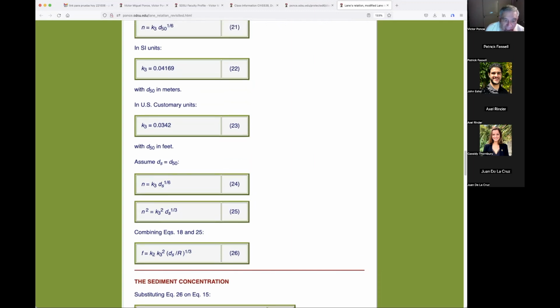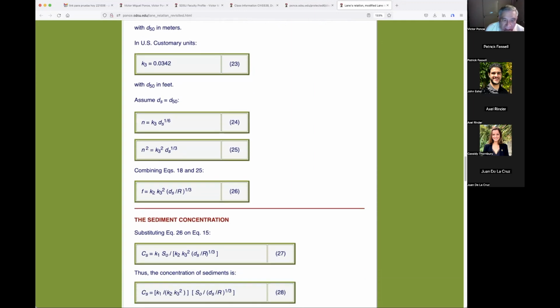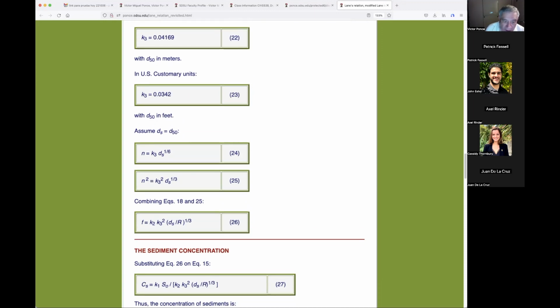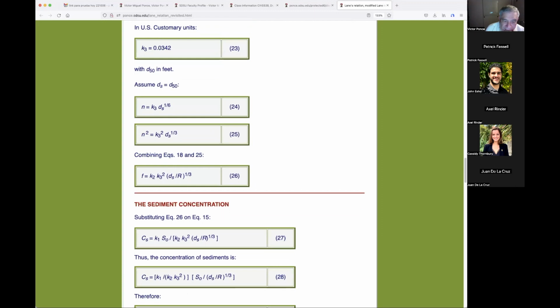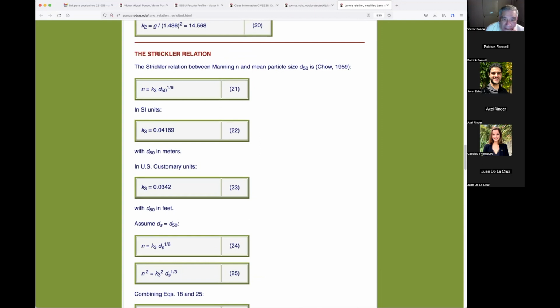So that N is equal to this, and N squared is equal to that. When we combine equations 18 and 25, and I leave the algebra to you, we get an expression for F, our friction factor, in terms of these coefficients, which are very well known already, times the ratio d_s over R to the 1/3. And where does the 1/3 come from? It came from equation 21. The 21 had already the 1/6 in there, so by the time we squared it, it got 1/3. So I told you already, blame the 1/3 on Manning, because that's the way he did it.